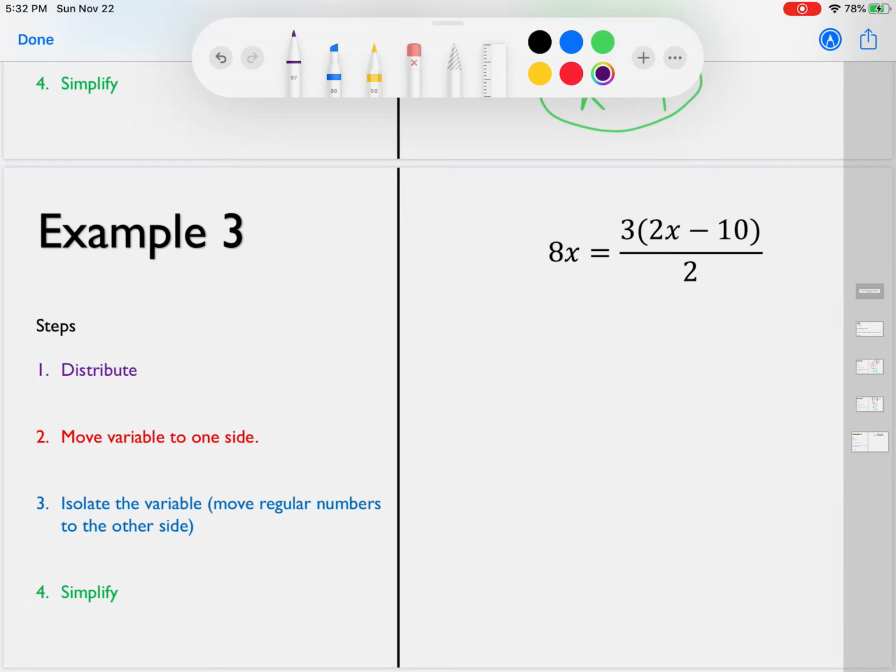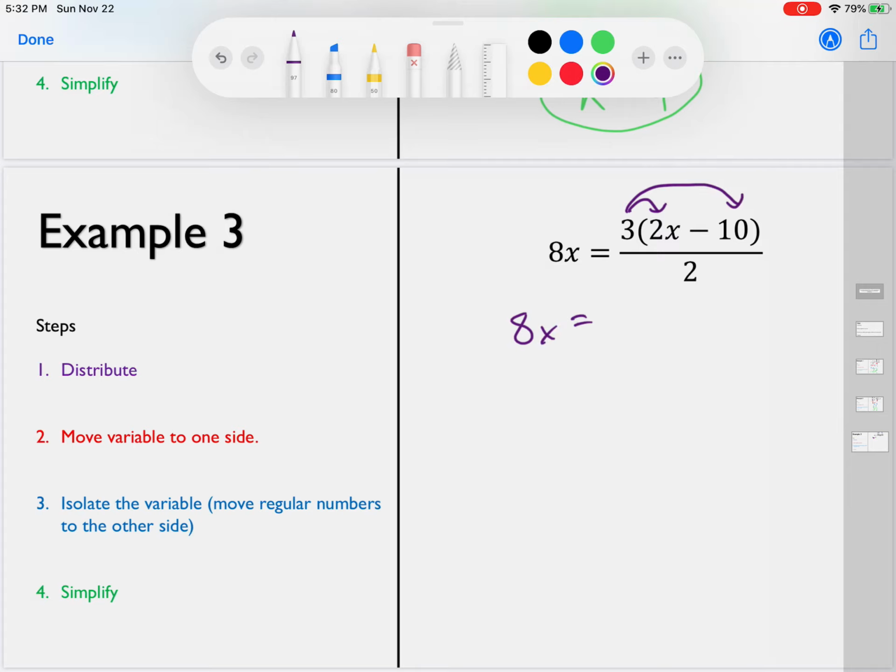And so we're happy with that as our final answer. Now our final example, this is our messiest equation by far. The answer comes out clean, but it's messy to start with because we have this fraction on the right side. But just as we've done before, we need to distribute this 3 for our first step. So I'm going to distribute that 3 into the 2x minus 10.